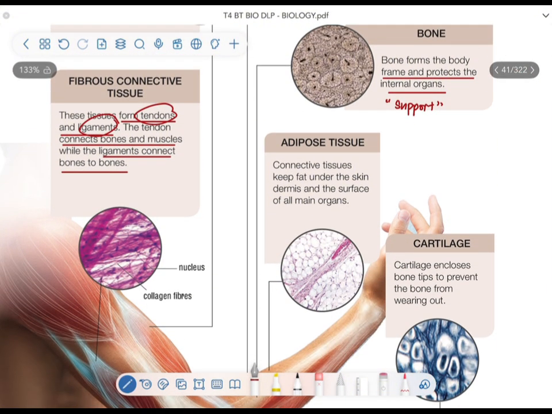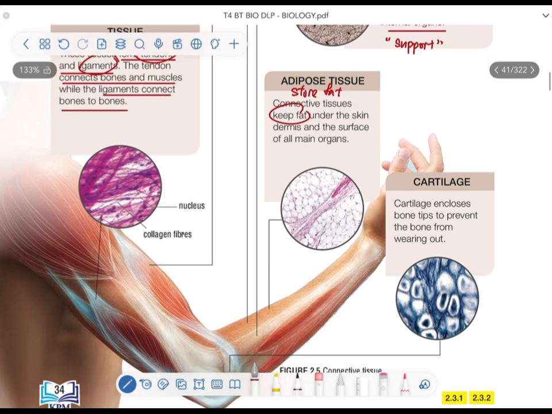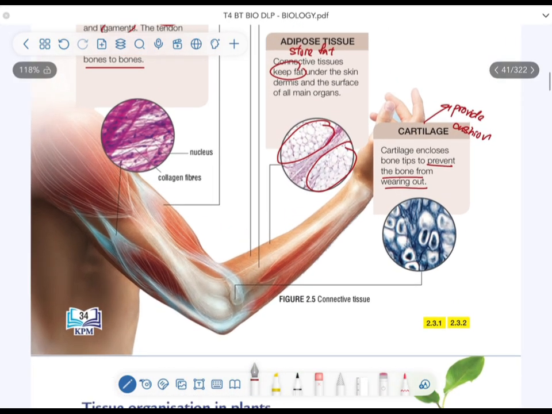And the next one is the adipose tissue. Adipose tissue is the connective tissue that keeps our fat. It stores our fat under the skin, the dermis, and on the surface of many organs. So this is the adipose tissue found in our body, no matter whether it is found at the organs or under the skin. And the next one is the cartilage. Cartilage encloses our bone tips to prevent the bone from wearing out. It provides the cushion. Okay? So these are the functions of the connective tissues.